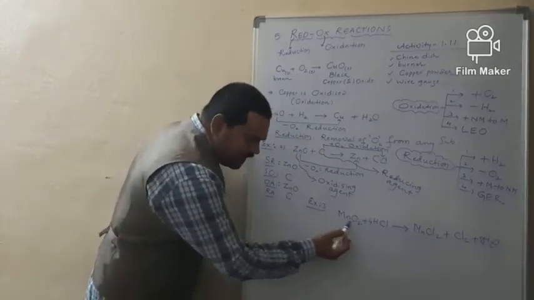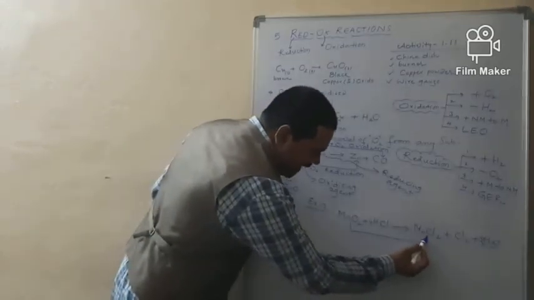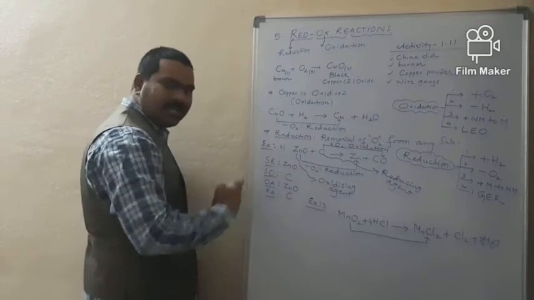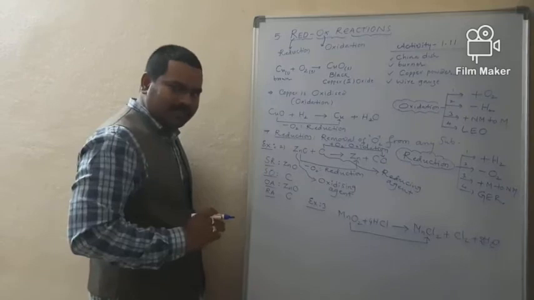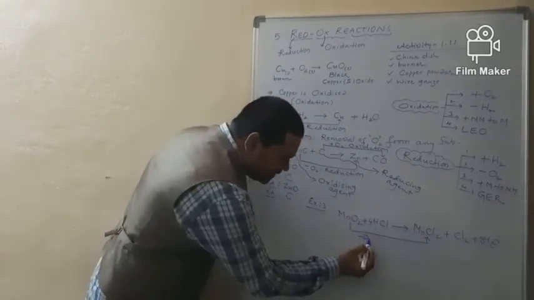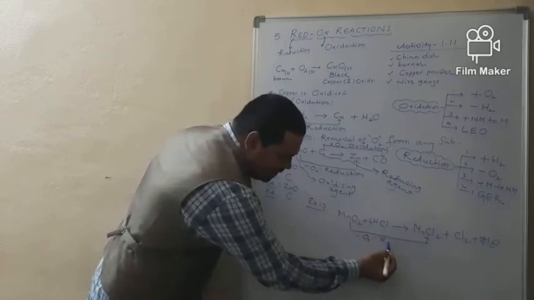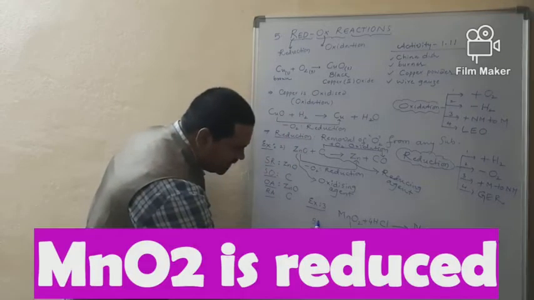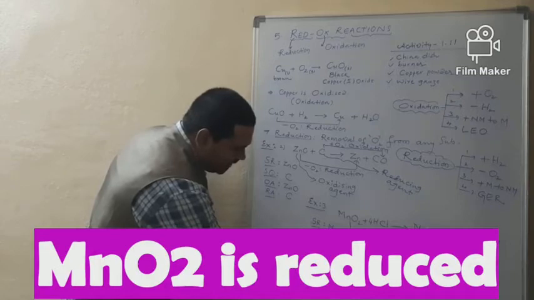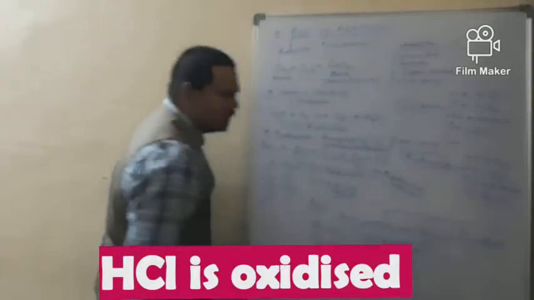First, let me take manganese oxide. Manganese oxide is directly converted to manganese chloride. Now once you check, before, oxygen is present, but thereafter there is no place for oxygen. What do you say? Removal of oxygen takes place, which is called reduction. So the substance reduced is manganese dioxide, and the substance oxidized is HCl, gradually converted to chlorine gas.